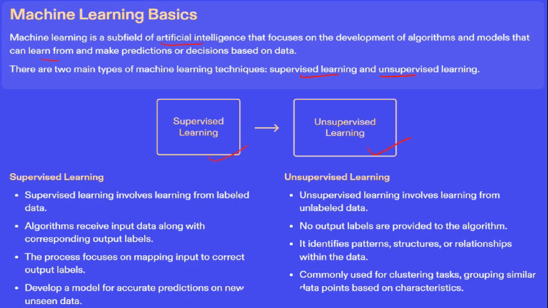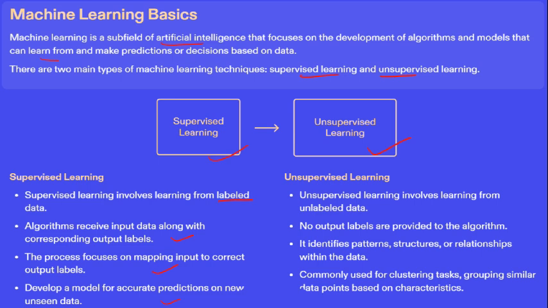Supervised learning is all labeled data, where it is clearly specified whether these patients have COVID or not, or whether this person has cancer symptoms or not. So it's clearly labeled. The algorithm receives an input along with the corresponding output. The process focuses on mapping input to correct output labels and developing a model for accurate prediction. If your data is labeled data, you can go towards selecting a model from supervised learning.